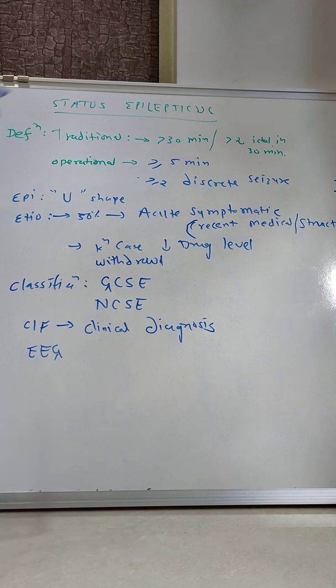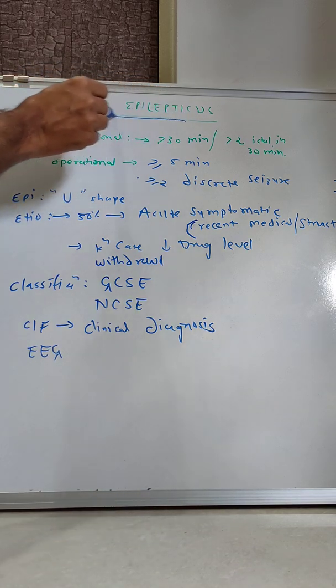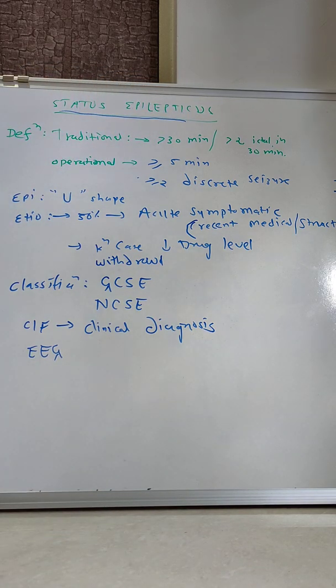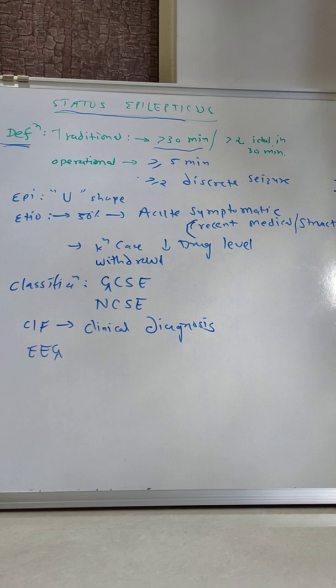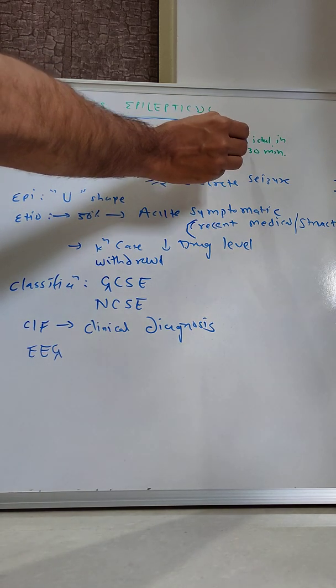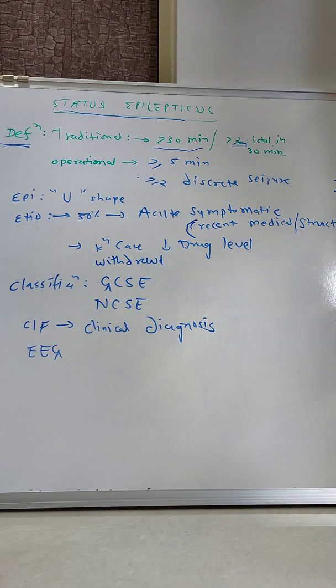Today we are going to discuss status epilepticus. This is one of the most common medical emergencies we come across during every work posting. So, what is status epilepticus? Status epilepticus has been traditionally defined as more than 30 minutes of continuous seizures, or more than two seizures without regaining consciousness in 30 minutes.